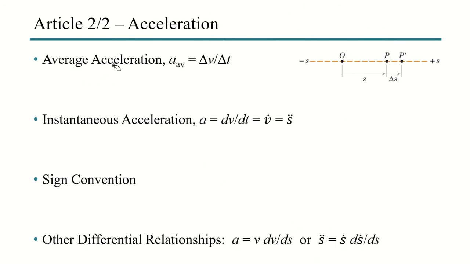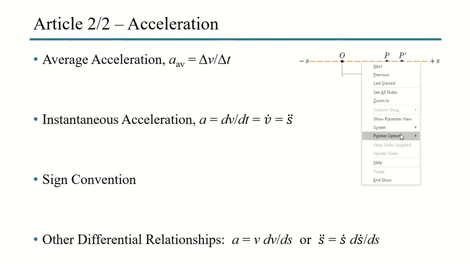Then we have what we call acceleration. Acceleration is defined as the ratio of delta v and delta t. So when we speak of velocity, that is the rate of change of the displacement with respect to time.